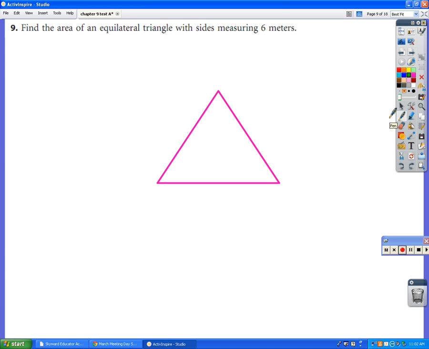All right, number 9. Find the area of an equilateral triangle with sides measuring 6 meters. So this is 6. So I'm going to draw in the altitude. So how much is this right here? 3. And since this was an equilateral triangle to start with, it's a 30, 60, 90 now. It was a 60, 60, 60. So this is 3 square root 3.